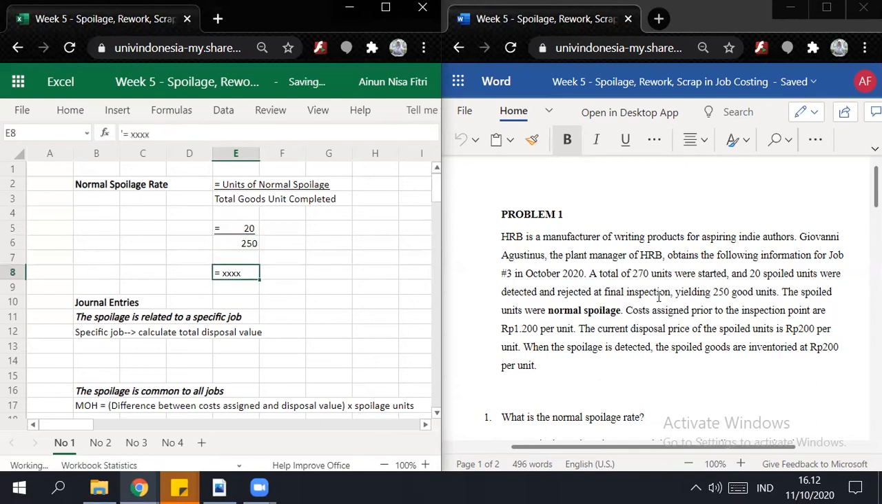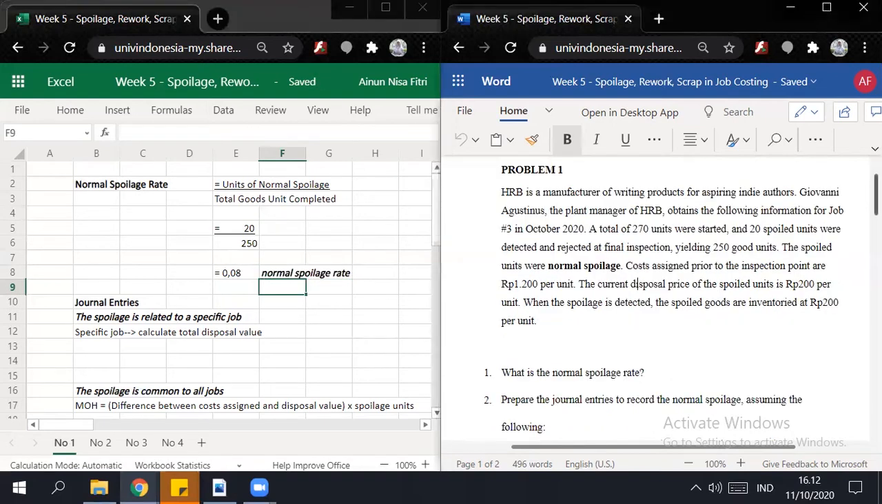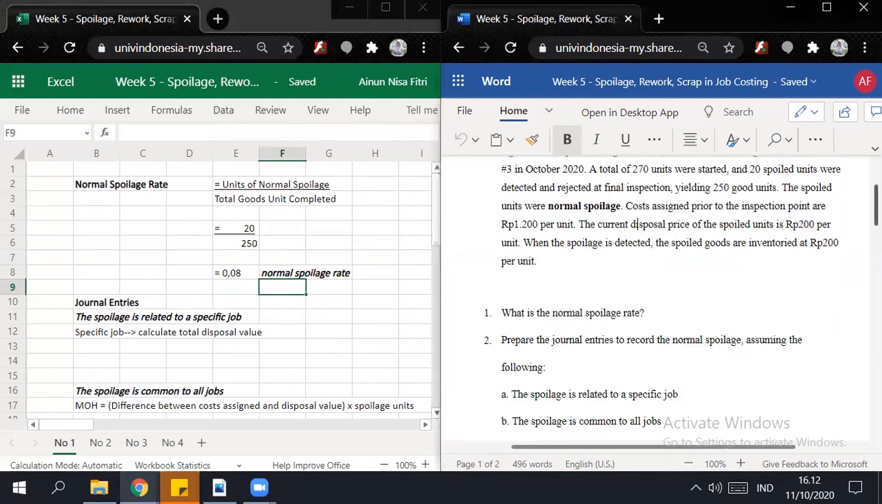The result is 0.08 or 8%. Therefore, this is the normal spoilage rate. That's all for number 1. Let's move on to the second question.